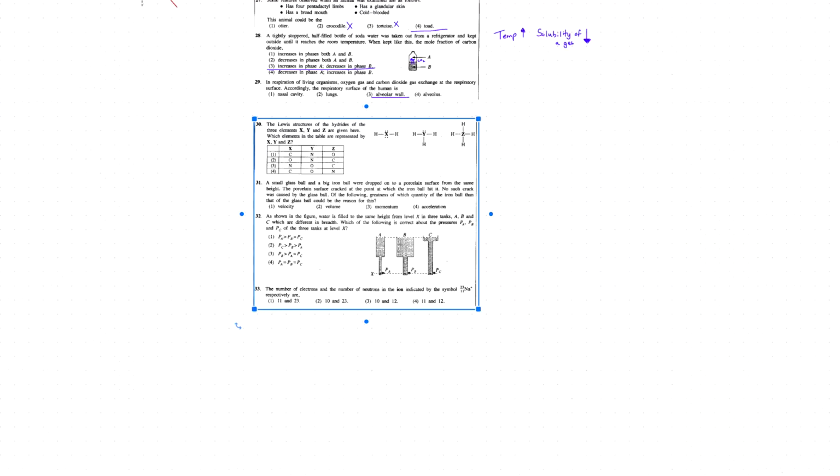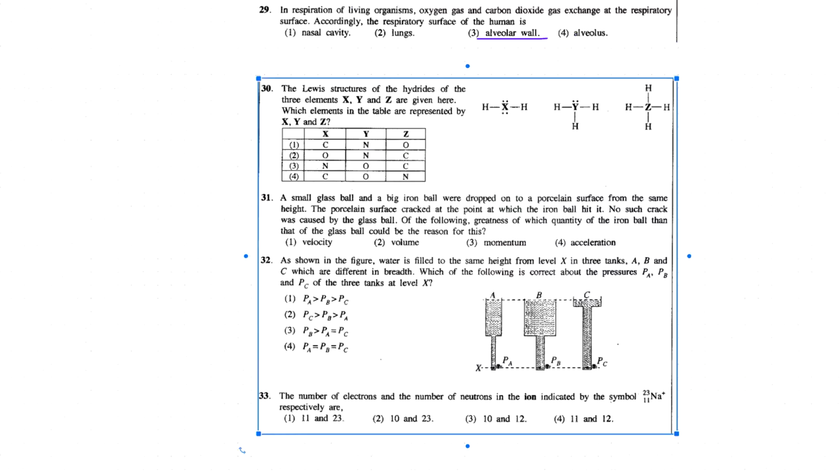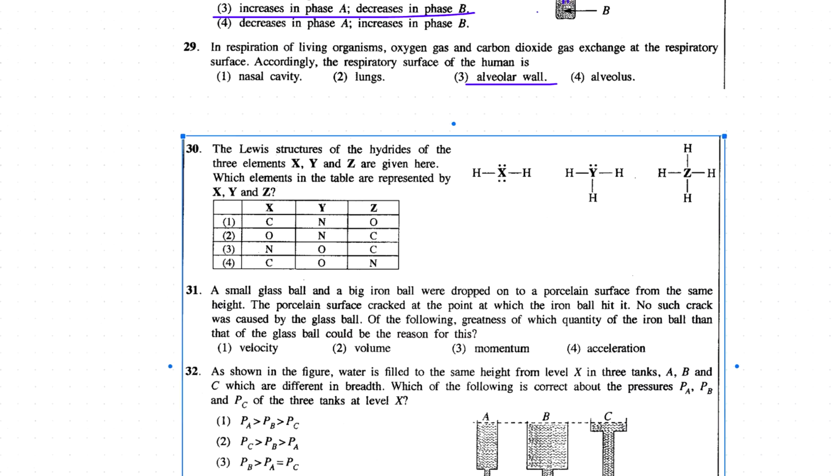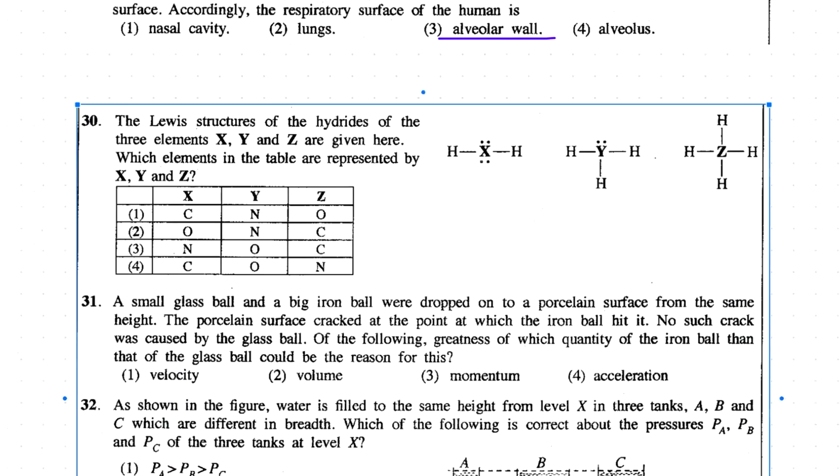Okay. The Lewis structures of the hydrides of three elements X, Y, Z are given below. Which element in the table are represented by X, Y, Z? What is the answer?